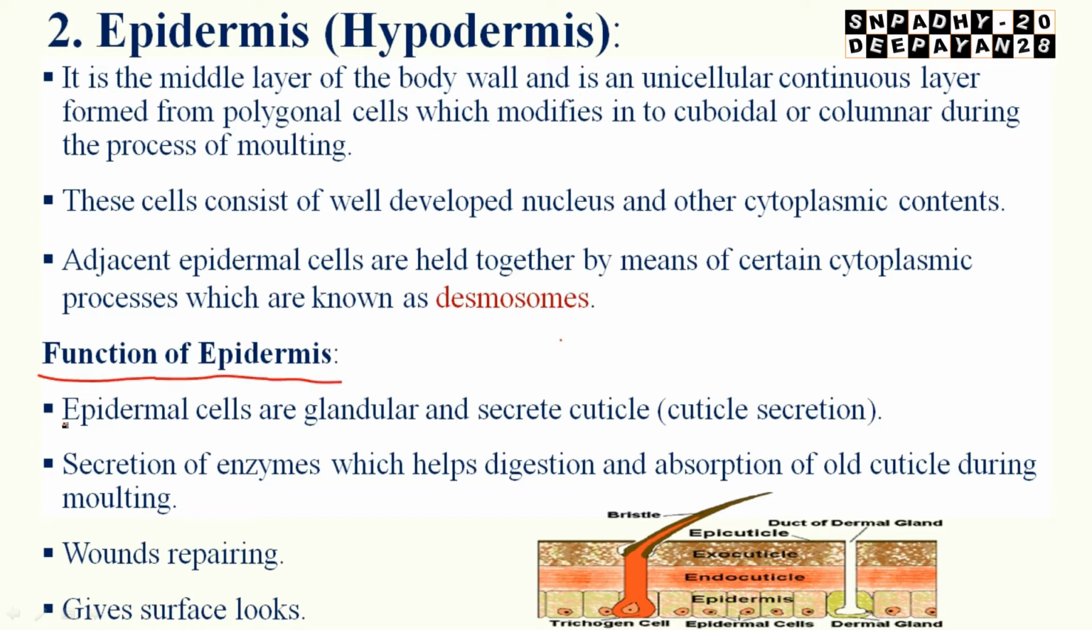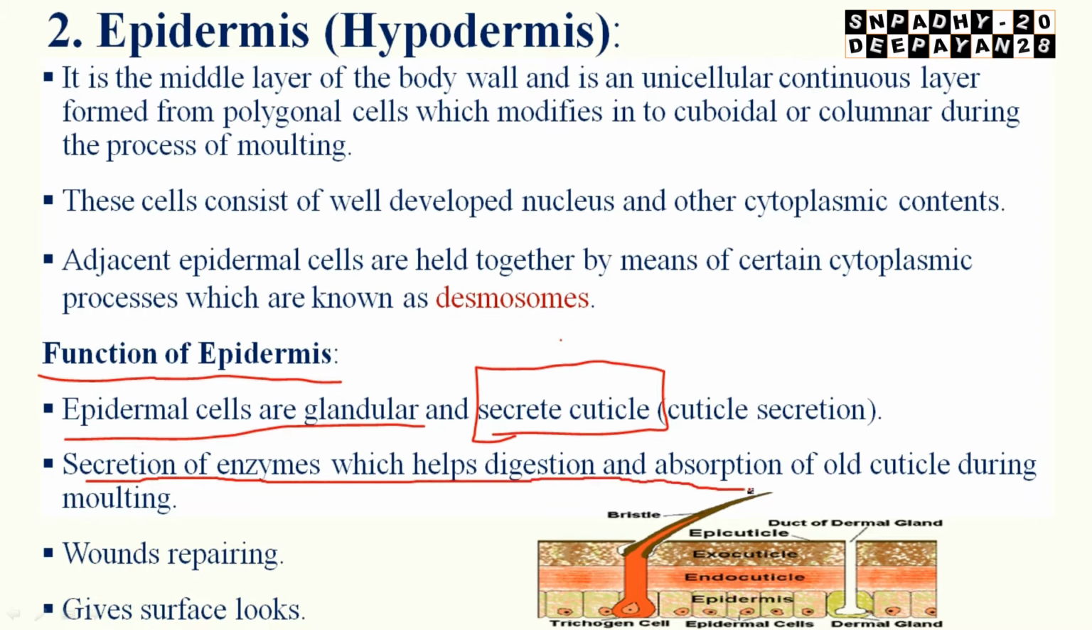Now come to the function of the epidermis. What are the functions? Epidermal cells are glandular in nature. That means they have glands which secrete some enzymes. The major function is they secrete the next layer. The outer layer is what? The cuticle. The epidermis secretes the cuticle. The second point is secretion of some other enzymes which help in digestion and absorption of the old cuticle during molting.